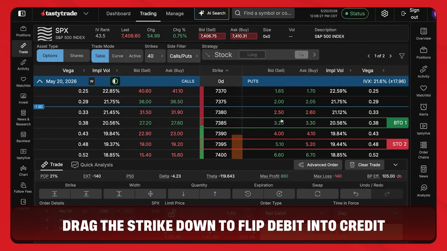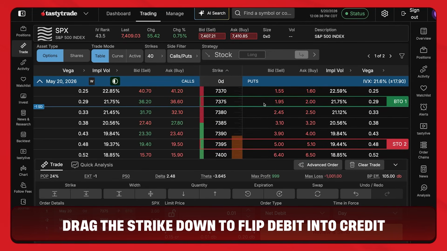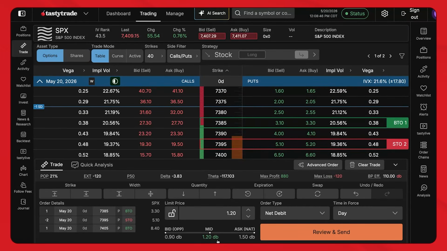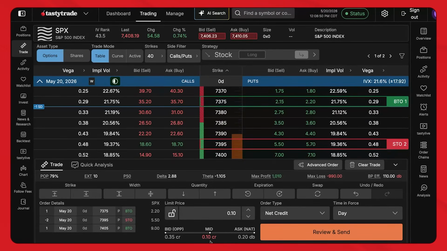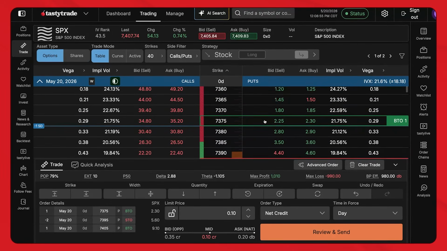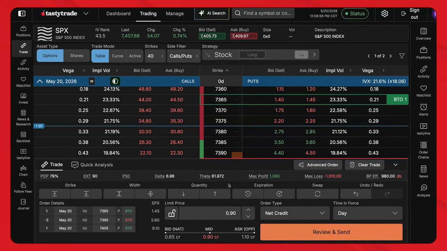When I do a broken wing butterfly, I'm doing this. I take this on the put side. I'm taking the 73.85 puts. Instead of buying those, I'll drag this down to the 73.75s. What does that do? It takes it from a $1.10 debit to a 10-cent credit. Okay. And let's just pull this down to the 73.65s to make it a little clearer.